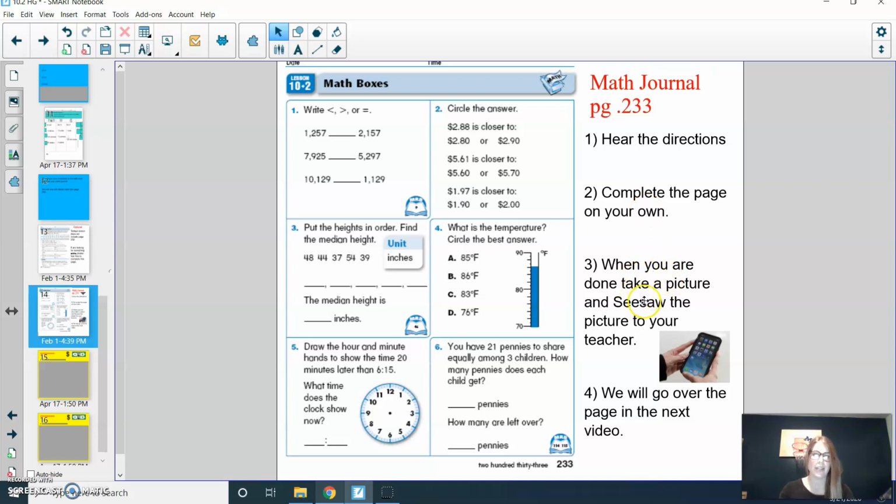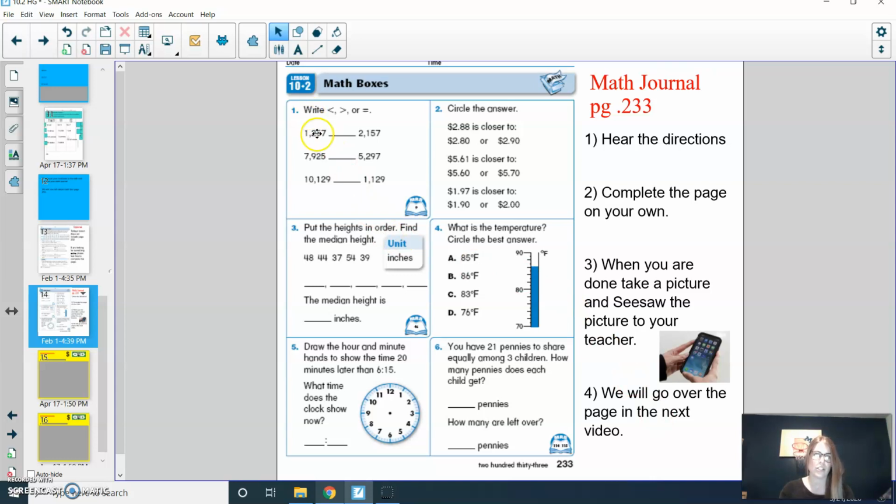Something new today, when you are all done with the page, I'm going to ask that you open up and go into Seesaw, take a picture of the completed page, and then send that picture to your classroom teacher. So again, once you're all done with the page, take a picture of it in Seesaw and send it to your classroom teacher. We will go over this page in the next video to find out about the answers.